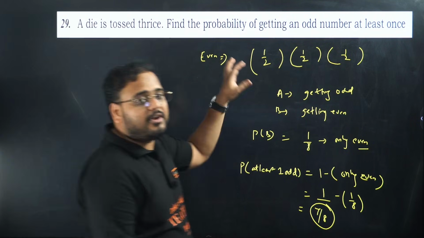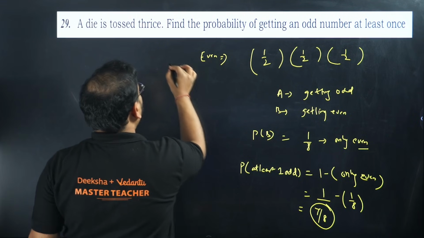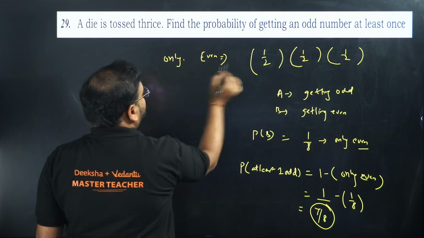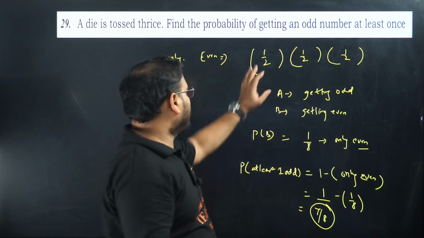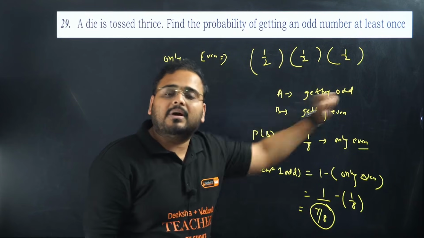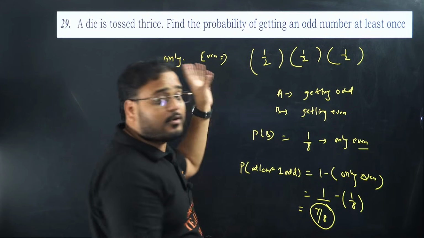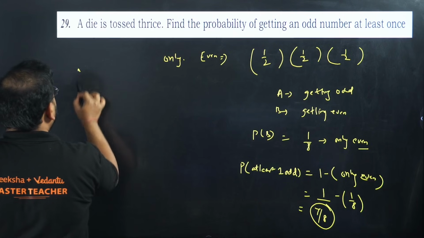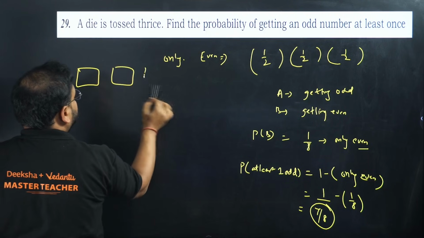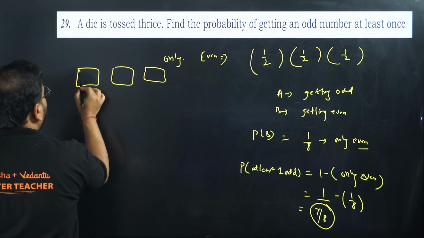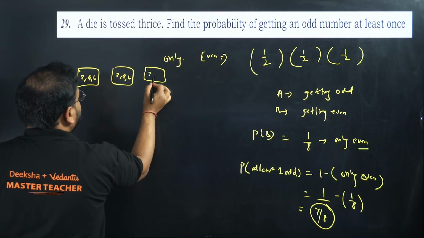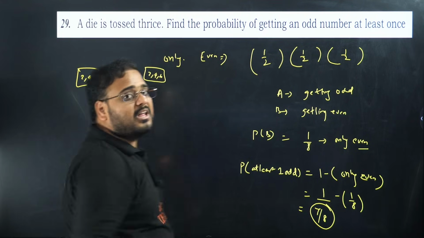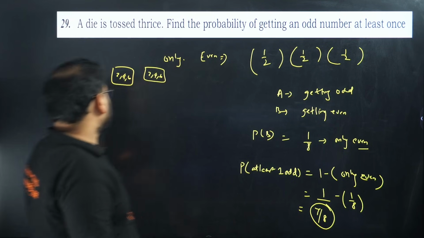First, what we did: if you're trying to get only even, we have to get 3 by 6, 3 by 6, 3 by 6. That is 1 by 2, 1 by 2, 1 by 2. So only even is 1 by 8. It means if I want only even, all 3 should be even only. Here I should get 2, 4, 6. Here also 2, 4, 6. Here also 2, 4, 6. I'm getting only even. The chance is half, half, half.